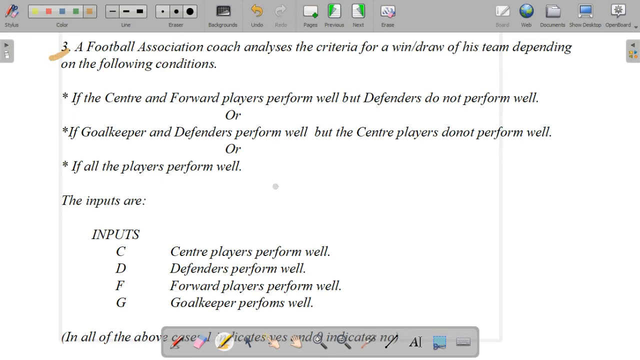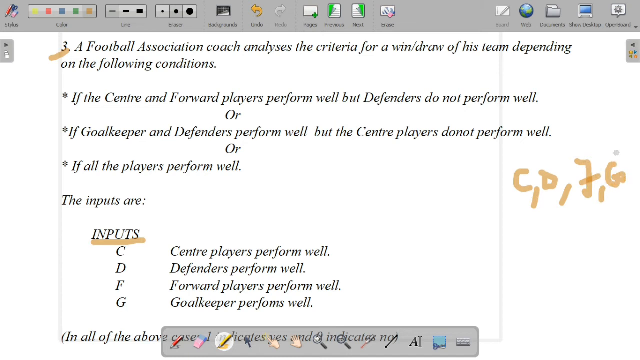So let's see the first one. A football association coach analyzes the criteria for a win or draw of his team depending on the following conditions. These are the main conditions. If the center and forward players perform well but defenders don't perform well, or if goalkeeper and defenders perform well but the center players don't perform well, or if all the players perform well, then the inputs, this is the important one, the inputs in the question are C, D, F, G. So we have to use those variables, C, D, F, G. The given variables or literals only we have to use.